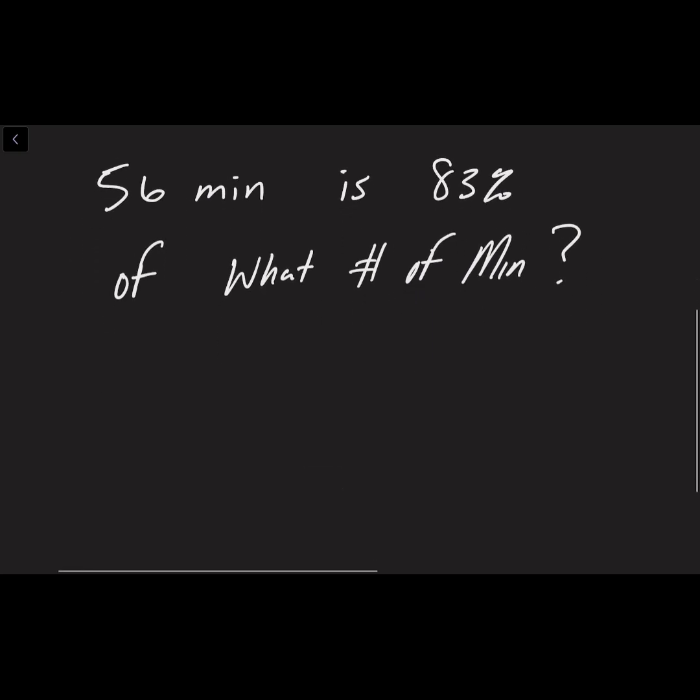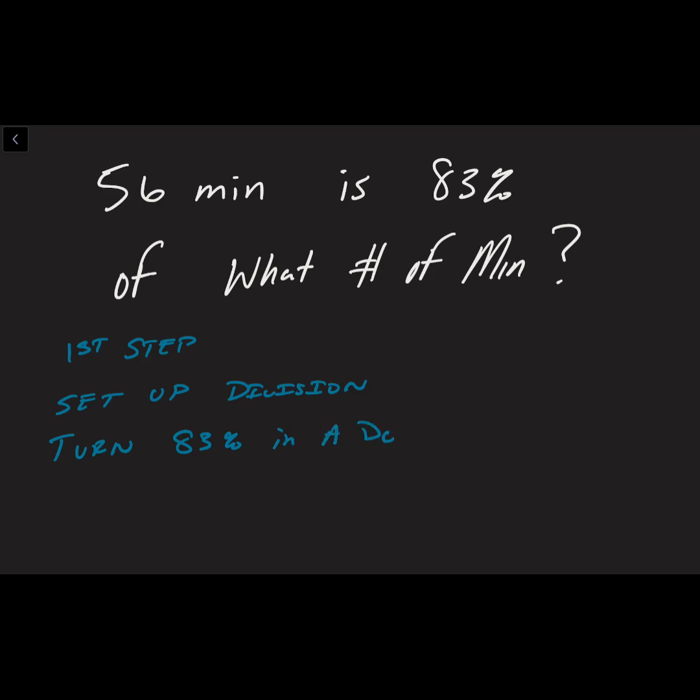All right. So for our first step, what we're going to do is set up our division. We're going to turn 83% into a decimal and add a zero to 56. So by doing that, we got 83%. That's going to turn into, put our decimal right here.